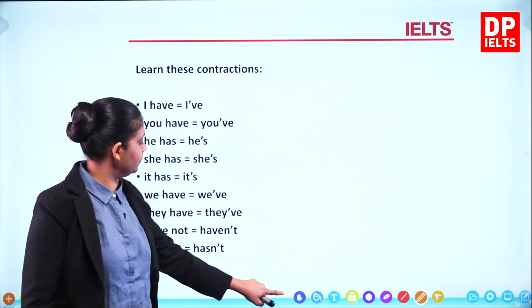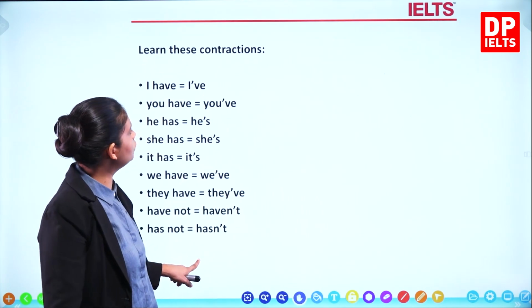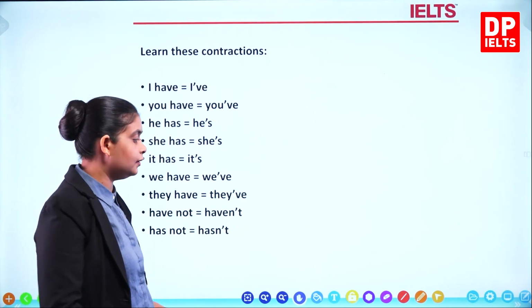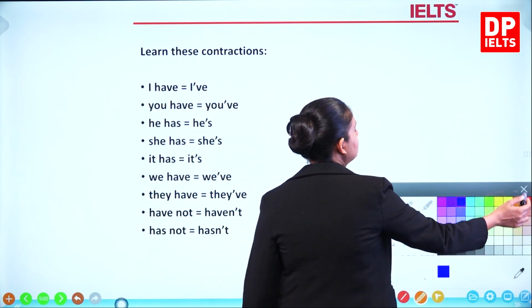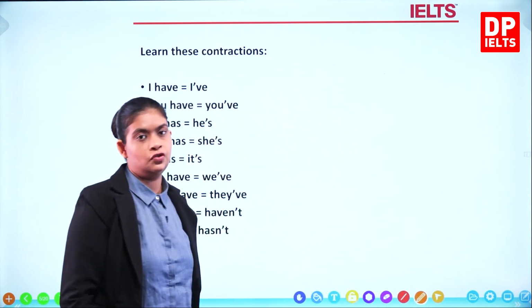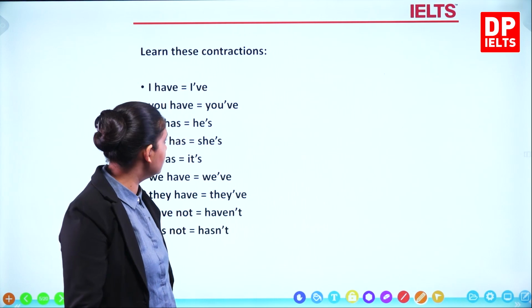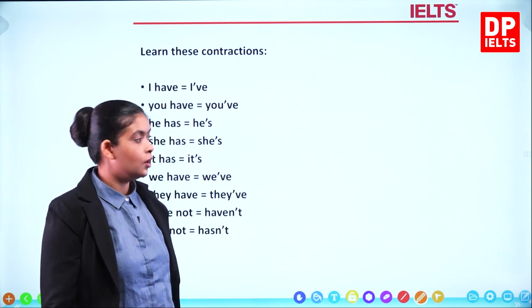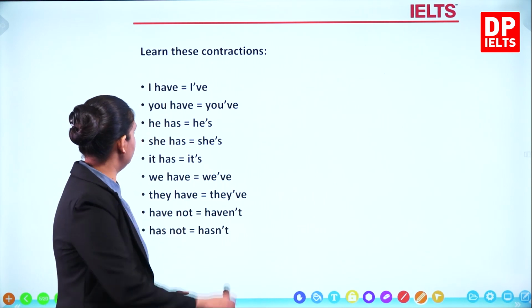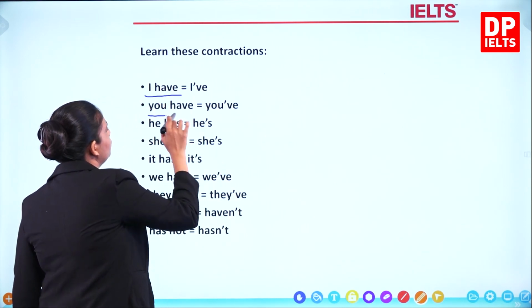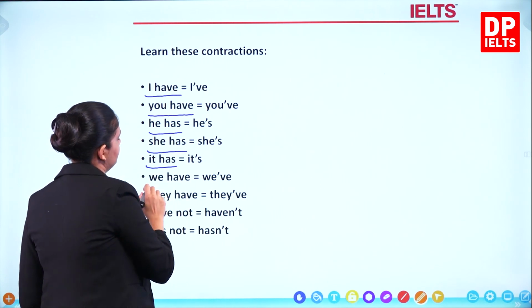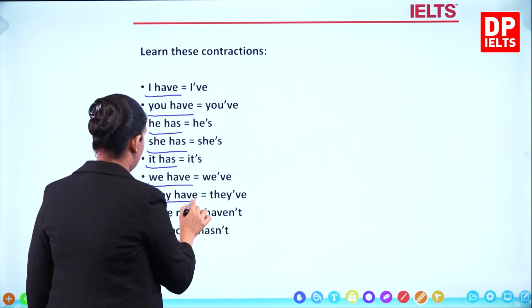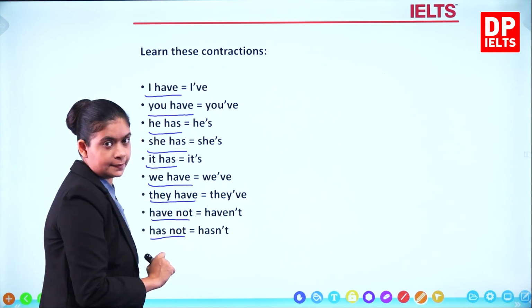So as I told you before, contractions are usually used when people talk. And when we write informal letters, we can use contractions. But for all formal writings, we write the full form. Full form means I have, you have, he has, she has, it has, we have, they have, have not, has not. Right?